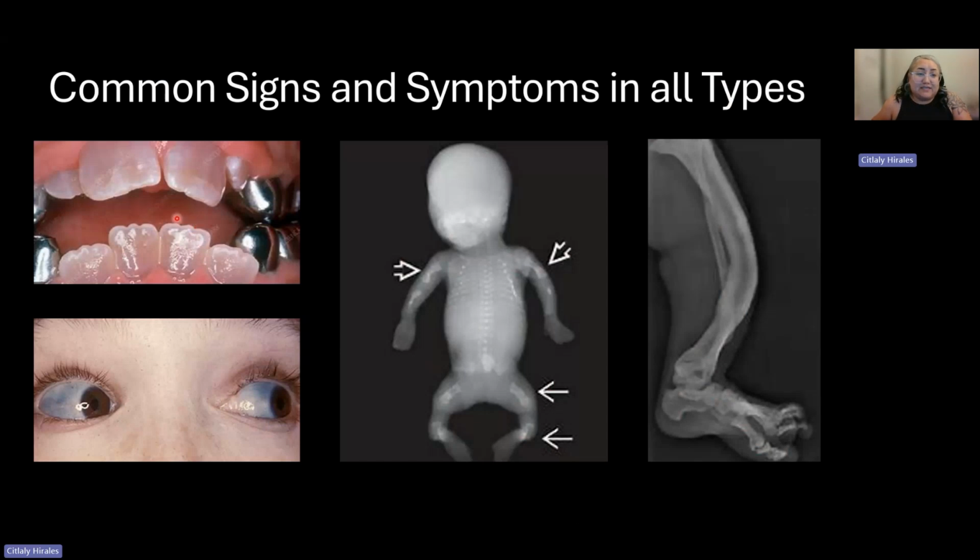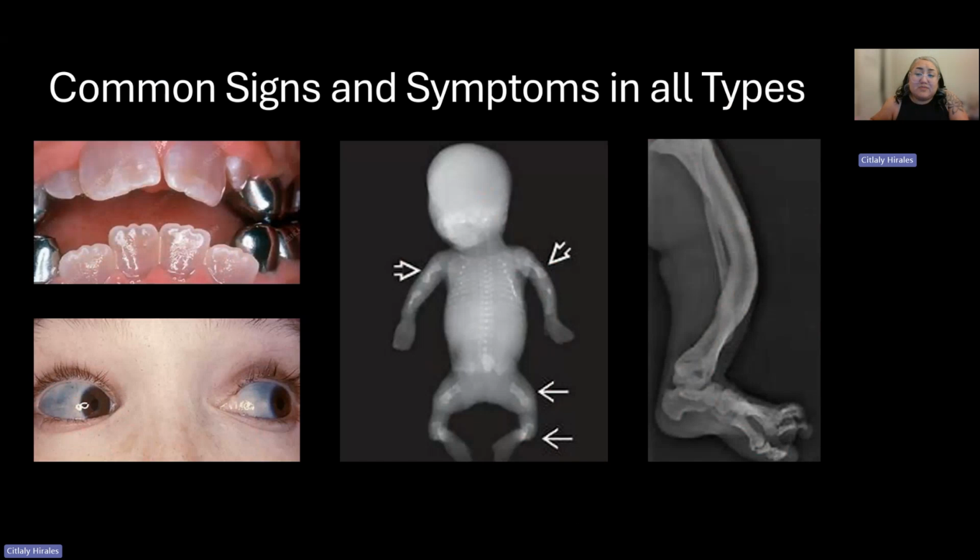So more common signs and symptoms in all types of osteogenesis imperfecta can include dentinogenesis imperfecta, which you can see here in the teeth. This is usually amber, brown, or bluish-tinted teeth. Blue, purple, or gray in the whites of the eye. And then weak bones that lead to frequent or multiple fractures, and loose joints. They also present with bowed extremities in some cases.